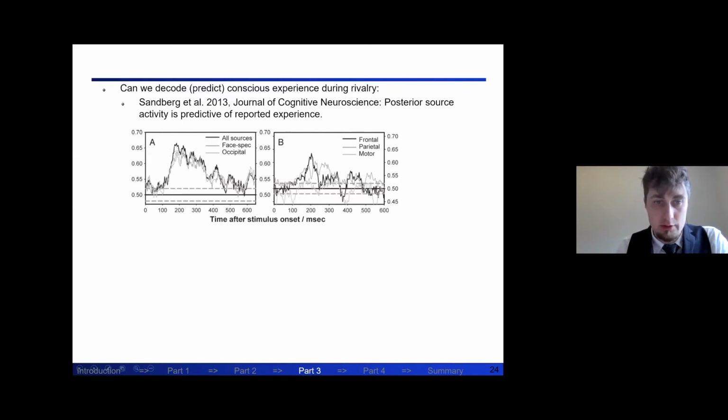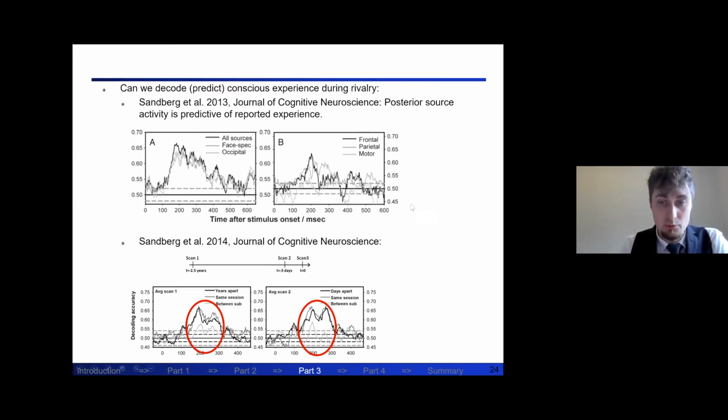If we use all sources, that's the signal of the black curve. If we look at only occipital or face-specific sources, so these are mostly temporal lobe sources, I think there might be one occipital like OFA or something in there as well, what we see for those is that we're almost as accurate using these as when we just use all the sources we have. But if we move to frontal, parietal, and motor sources, we're not very accurate at all. So this, again, shows that for this particular paradigm, we can predict experiences from the MEG signal in these posterior parts of the cortex.